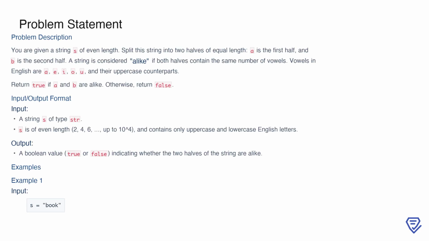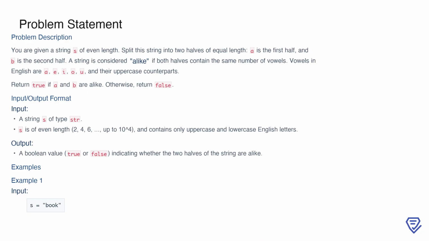In this problem, we are tasked with determining if a string's two halves are alike. The string S is guaranteed to have an even length, which means it can be split into two equal parts, the first half, A, and the second half, B. The halves are considered alike if they contain the same number of vowels. Here, vowels include both lowercase and uppercase versions of A, E, I, O, and U. The function should return true if the halves are alike and false otherwise.